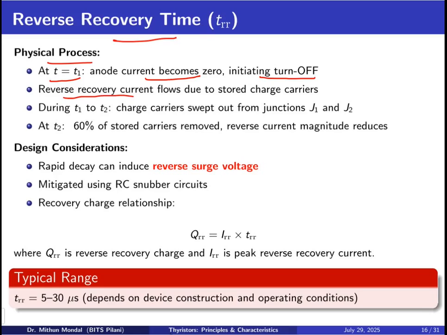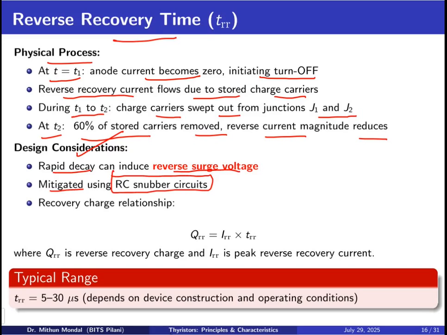The reverse recovery current will flow due to the stored charge in the carrier. From the duration t1 to t2, the carriers will be swept out from the junctions J1 and J2. At time t2, 60% of the stored carriers will be removed and the reverse current magnitude will reduce. The design consideration you need to take care of is that rapid decay can induce reverse surge voltage. It needs to be mitigated using a special circuit known as the RC snubber circuit.